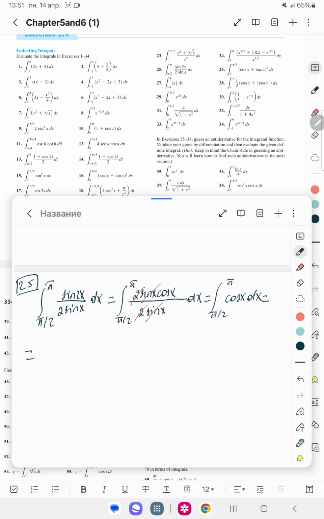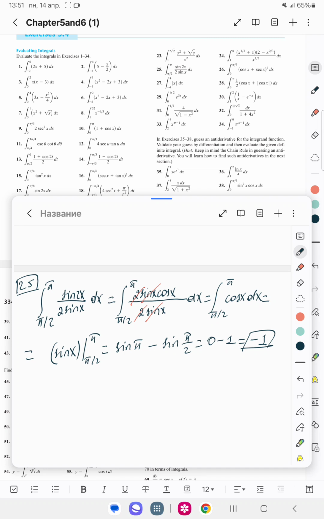Now, the derivative of sine x is cosine x, as we know, so the antiderivative of cosine x is sine x, from pi over 2 to pi, equals sine pi minus sine pi over 2. Sine pi is 0 and sine pi over 2 is 1, so 0 minus 1 is minus 1, and that's it.